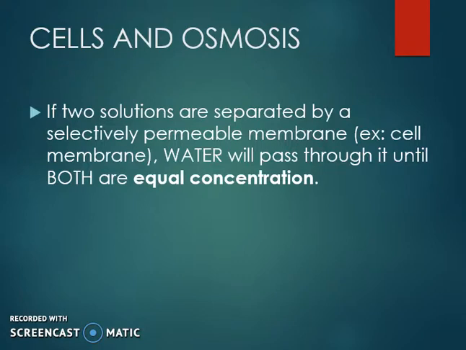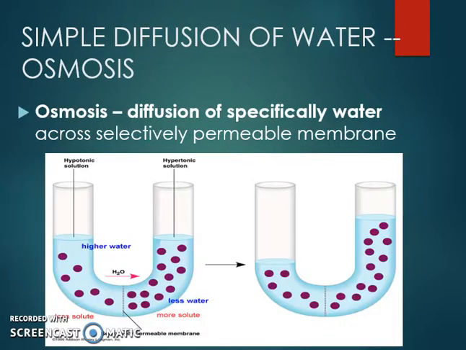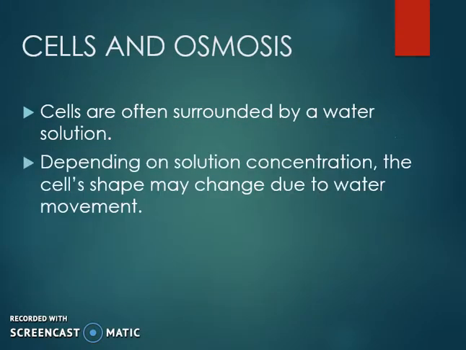So, cells and osmosis. If two solutions are separated by a selectively permeable membrane, we're going to move those water molecules across that membrane until they are at equal concentration, or in equilibrium, on each of the sides. That explains the image that we were just looking at. Moving forward, cells are often surrounded by water or water solutions, or substances that are very high in water concentration. Depending on the solution concentration, the cell's shape may change.